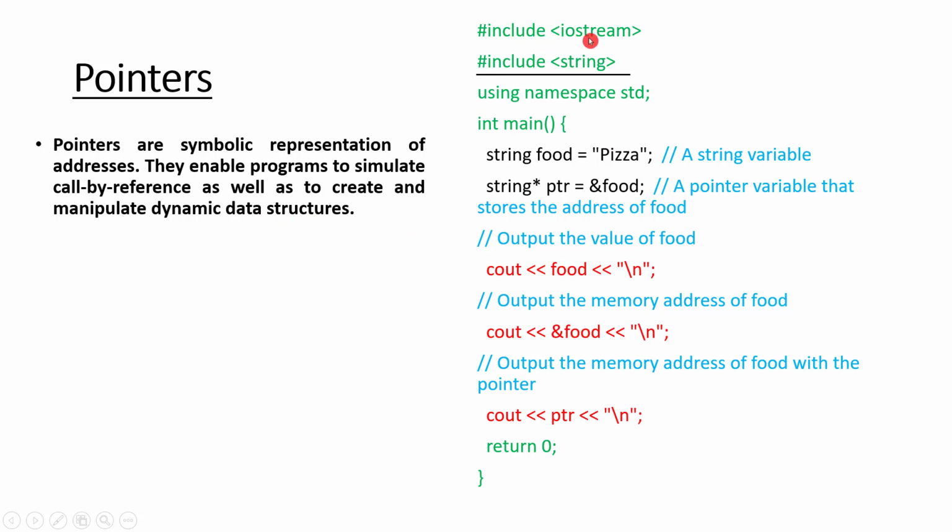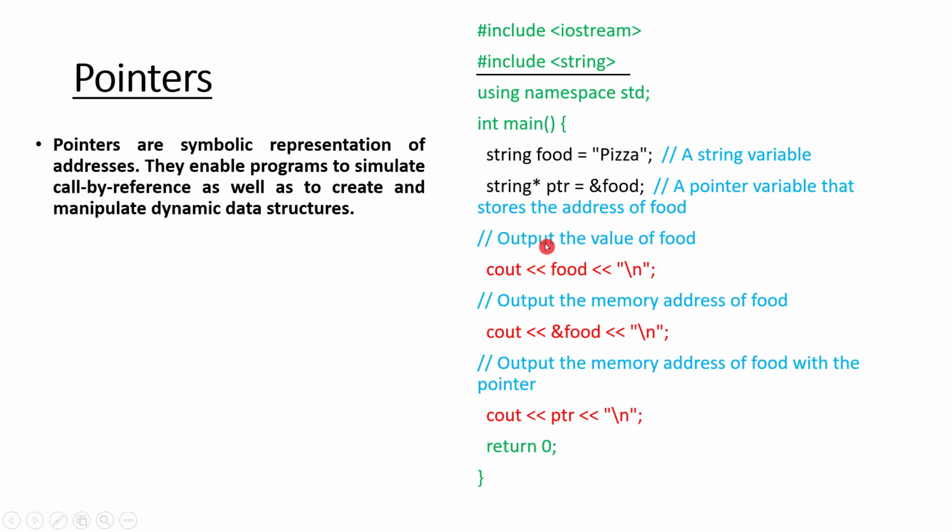We have #include <iostream>, #include <string>, using namespace std, int main. We're defining the string food equal to pizza. So we can use food and pizza interchangeably. Then string star pointer equal to ampersand food. By doing this, the address of the food, the memory location of the food, will be stored in the star pointer. That means a pointer variable that stores the address of the food.